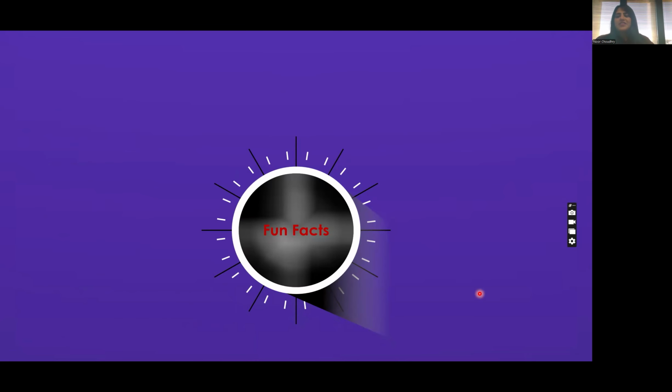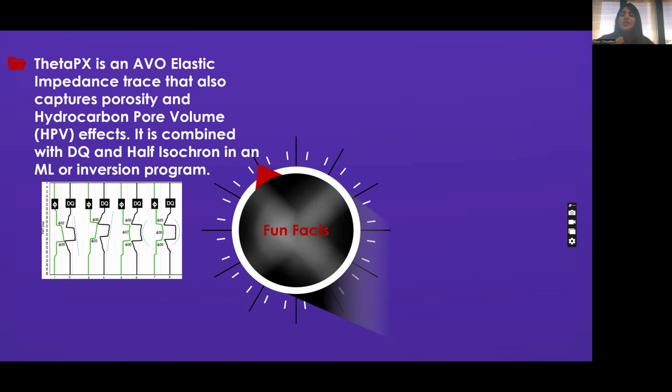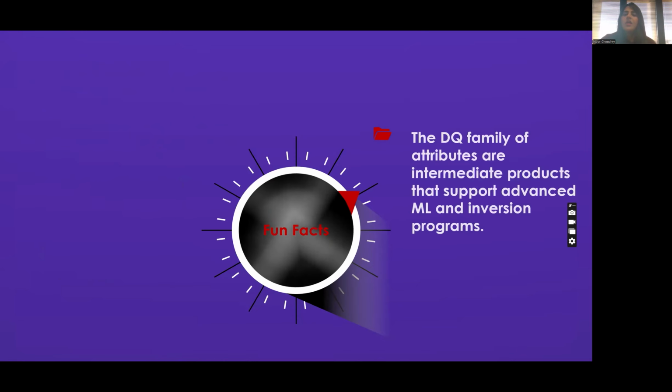A little bit of fun facts about DQ. DQ is a layer-based display. So instead of your wiggle traces, you get a layer display. So you can actually see your pinch out, your channels, where the new layer is coming in. So a lot of details. Your theta px resembles your porosity log. It won't tell you your porosity is 5 or 35, but it will give you relative porosity information, like where the porosity is higher, where your porosity is lower. So it actually mimics your porosity log right there.